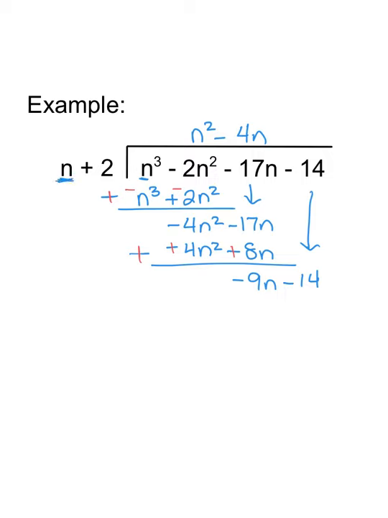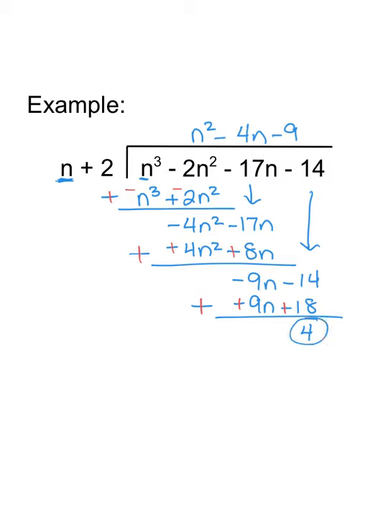Again, look at the first. N times what gives me negative 9n? Negative 9. Multiply. Negative 9n minus 18. Subtract. I like to keep, change, change. Negative 9 plus positive 9 is nothing. Negative 14 plus 18 is 4. There's nothing left to carry down, so this is my leftovers or my remainders.